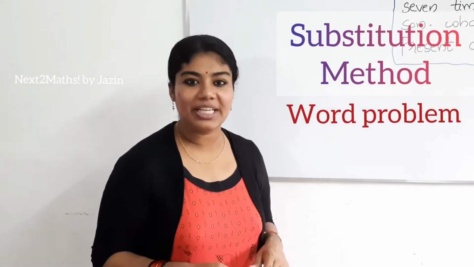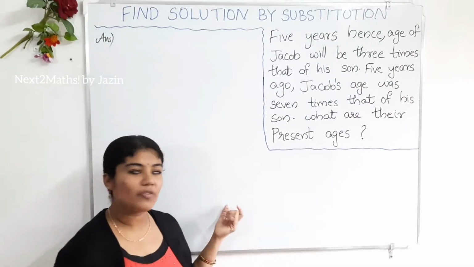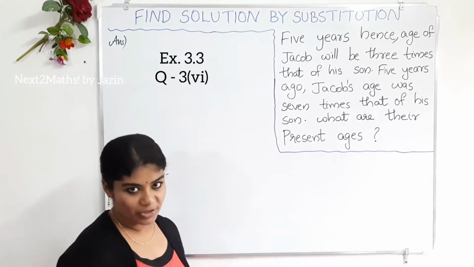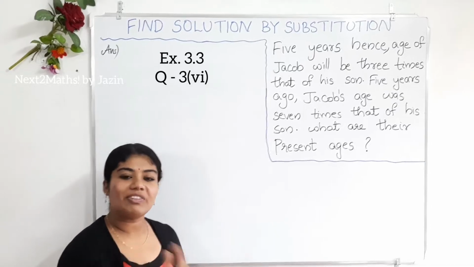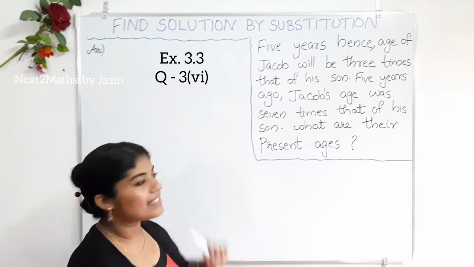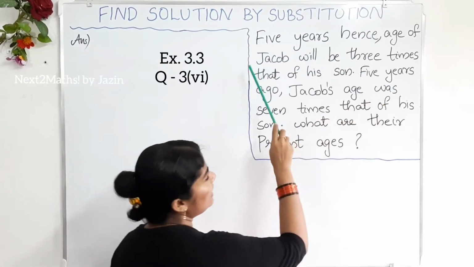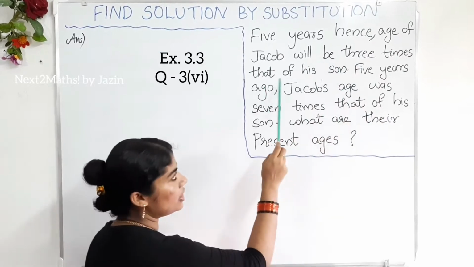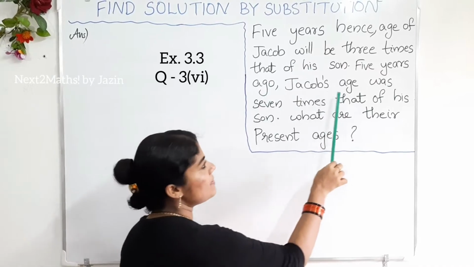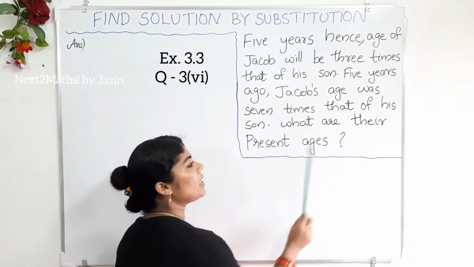What we are doing today is, first, we don't know what the pair of equations is. First we are finding our pair of linear equations, then we will solve it based on the substitution method. So let's check the question. 5 years hence, the age of Jacob will be 3 times that of his son. 5 years ago, Jacob's age was 7 times that of his son. What are their present ages?